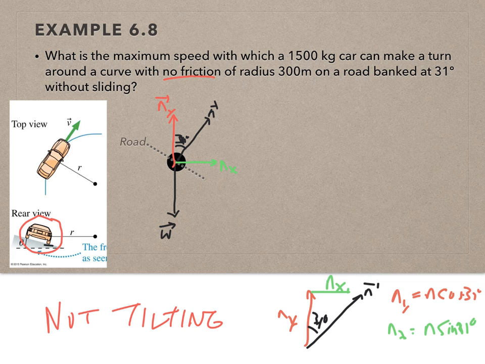All right, so what do I know? I know my weight. That's all about setup and concept here. My weight is 9.8 times 1,500, so it's about 15,000 newtons. So if my weight is going down with 15,000 newtons, what's opposing that? Well, it's this y component right here. So now I know that my y component is also 15,000 newtons.